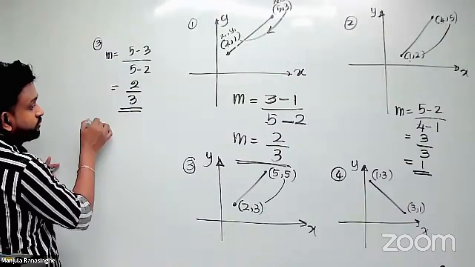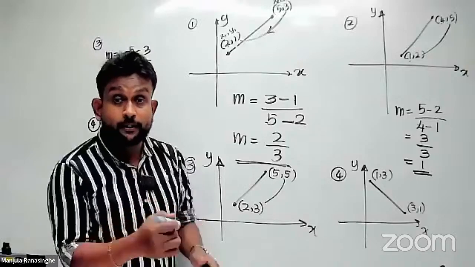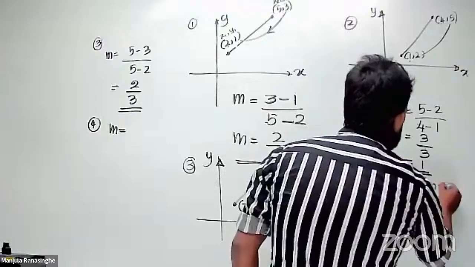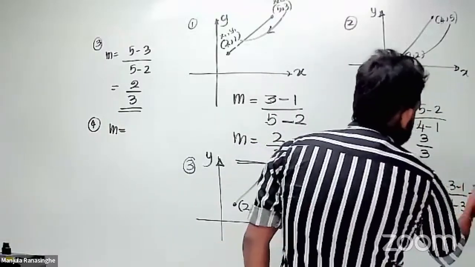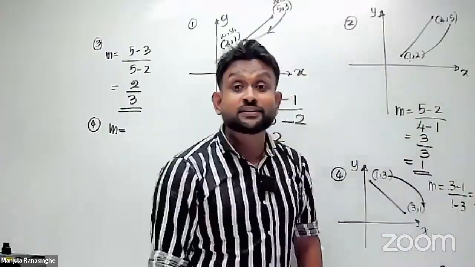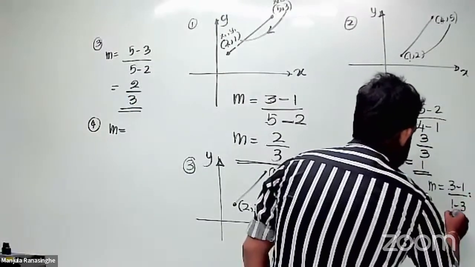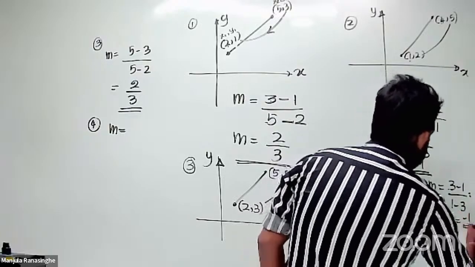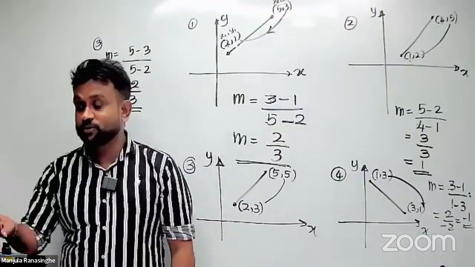So the last one, M equals. Okay, here to here, Y difference. I take 3 minus 1 upon 1 minus 3. 3 minus 1 is 2 upon 1 minus 3, negative 2. Carefully there. So 2 upon negative 2, that is negative 1. Hands up those who got the answer.